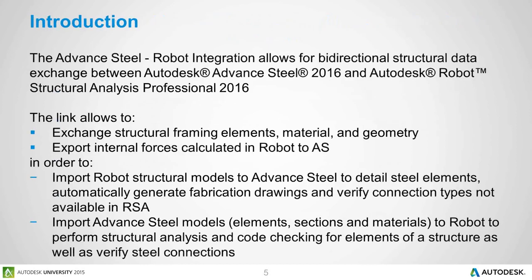The link allows for the exchange of structural framing elements, materials, and export of internal forces calculated in Robot to Advanced Steel. You can import Robot structural models to Advanced Steel to detail steel elements, automatically generate fabrication drawings, and verify connection types not available in Robot. You can export Advanced Steel models, elements, sections, and materials to Robot in order to perform structural analysis and code checking for elements of a model, as well as verify steel connections.